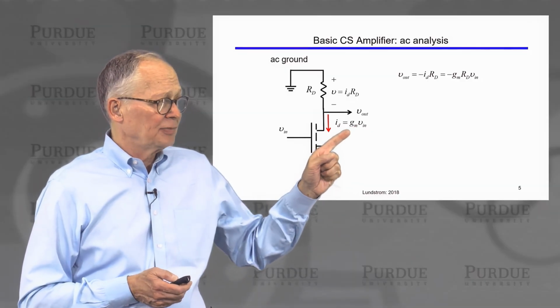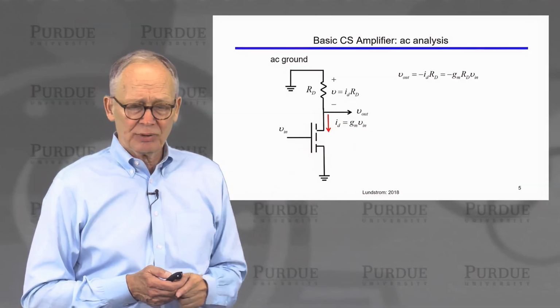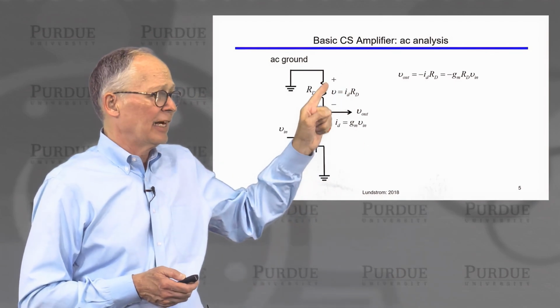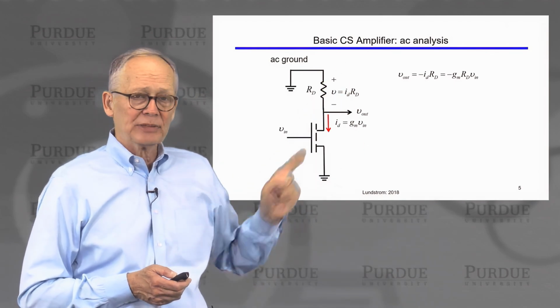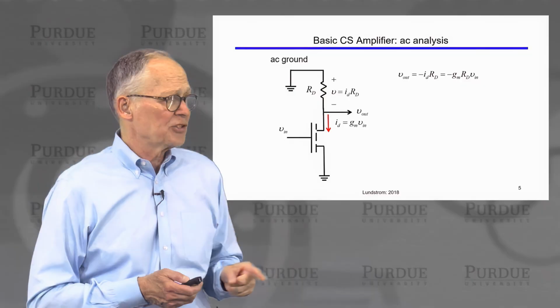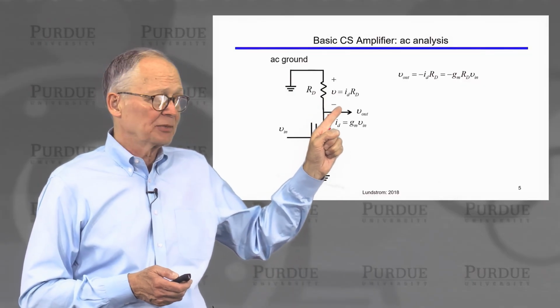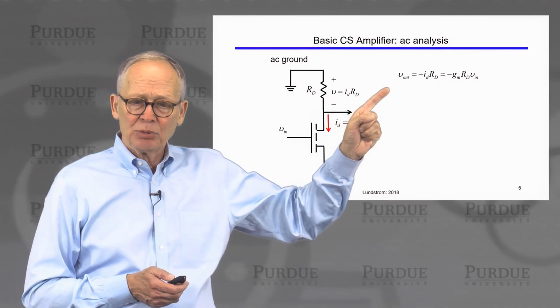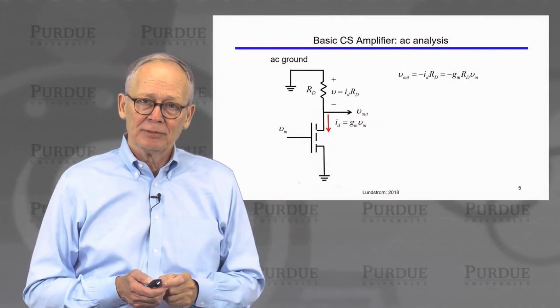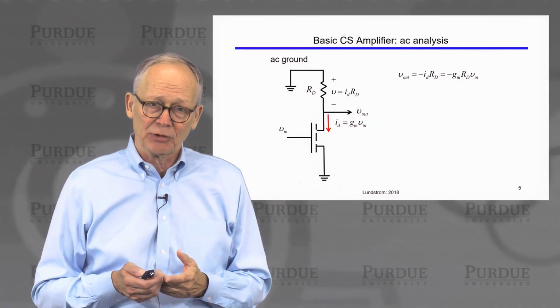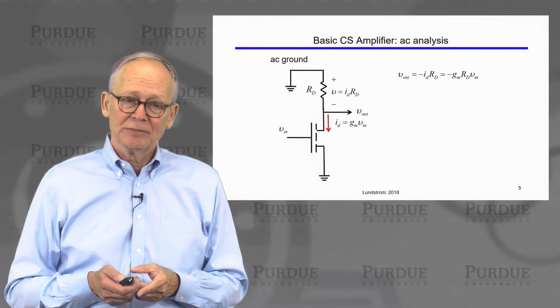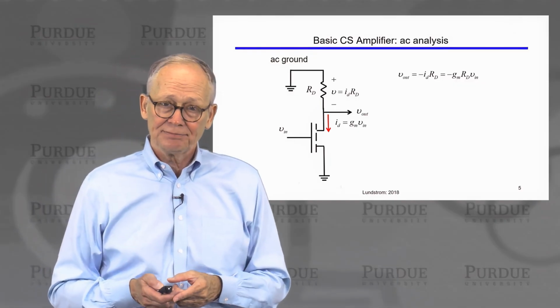And if I ask myself, what current flows, what's the output voltage? You can see that the output current flows through this resistor RD, and we develop a voltage there. We're taking the output voltage at the bottom of that resistor where the sign is negative. So the output voltage is minus g_m times the value of that drain resistor, R_D, times the input voltage V_in.